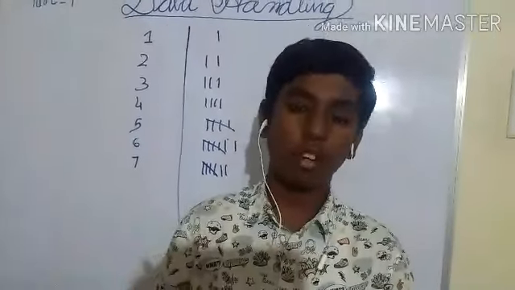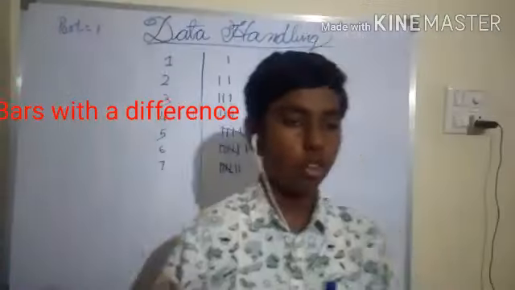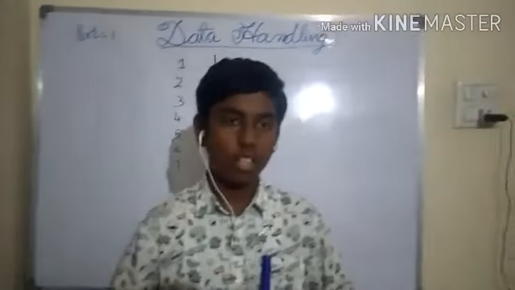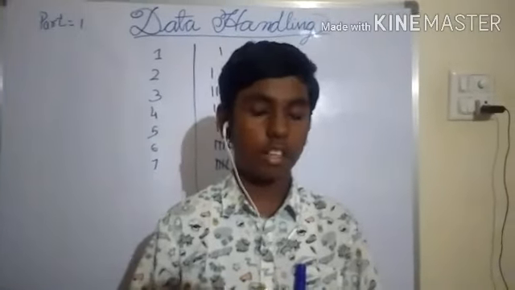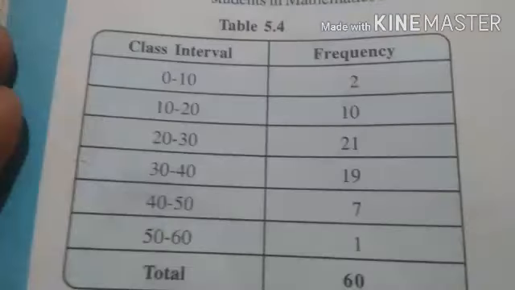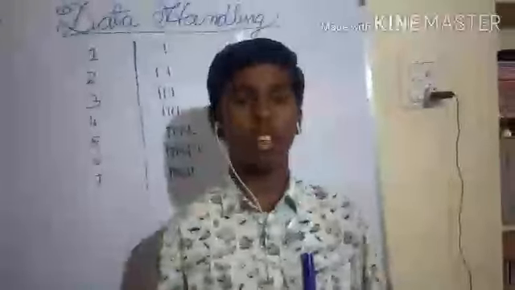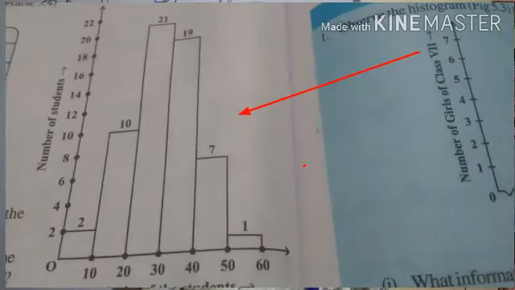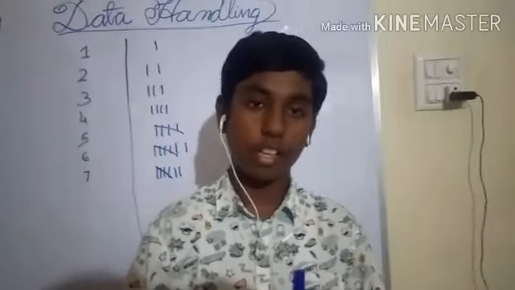So now we will go to bars with a difference. Let's consider the last one, with 60 students, all marks. This is the graph, and now we will make this into a bar graph. So our graph is here, and you can see some difference: there are no gaps here, the heights are the category set, that is also the same, and these are joined with no gaps. And this type of representation of data is called a histogram.